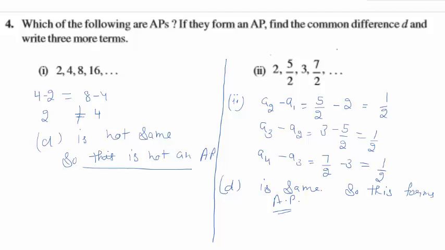Now find the common difference. Here the common difference, that is small d, is half. This is the common difference, and now write 3 more terms. We have to write 3 more terms.